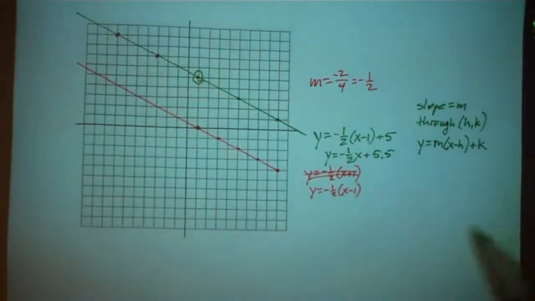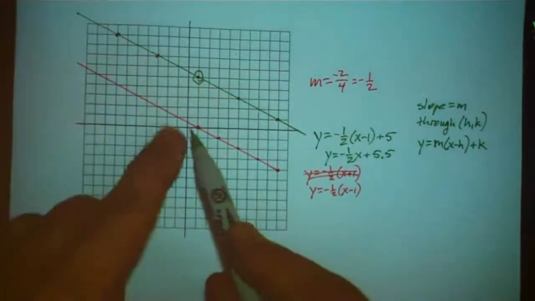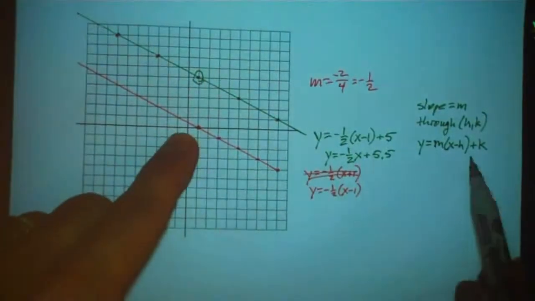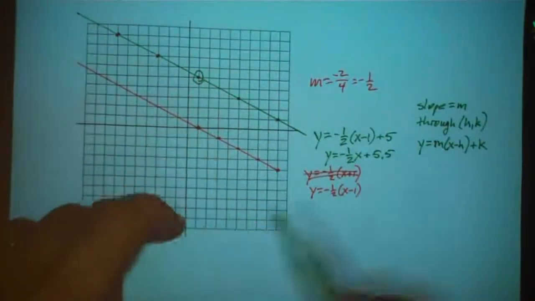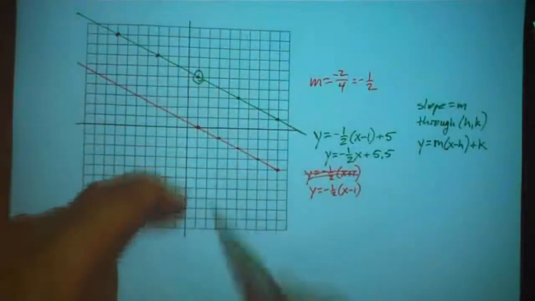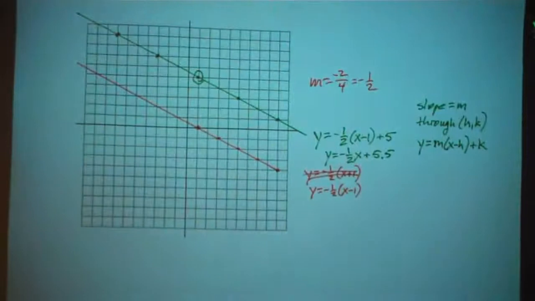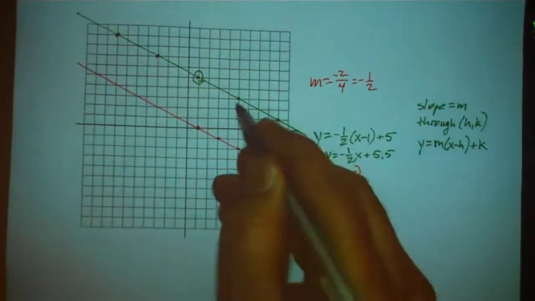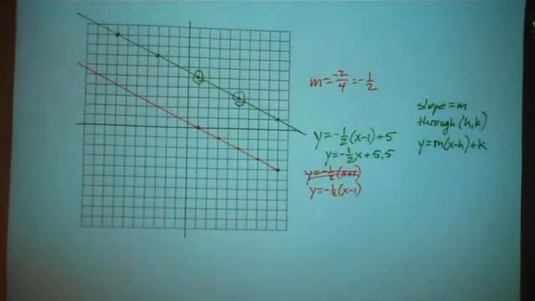Okay? The h shifts your line over to the right if it's positive, or over to the left if it's negative, and the k shifts the line up if it's positive, or down if it's negative. Okay? Last thing I want to show you with this particular line here is that if I'd used this point, it also would have worked.